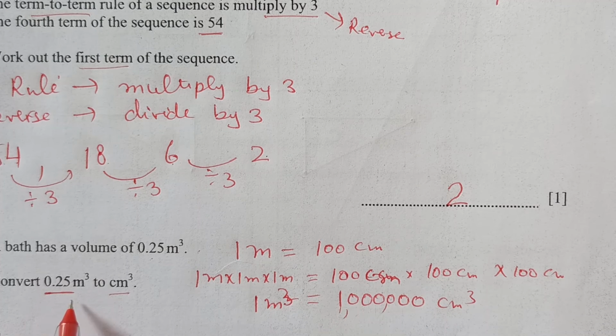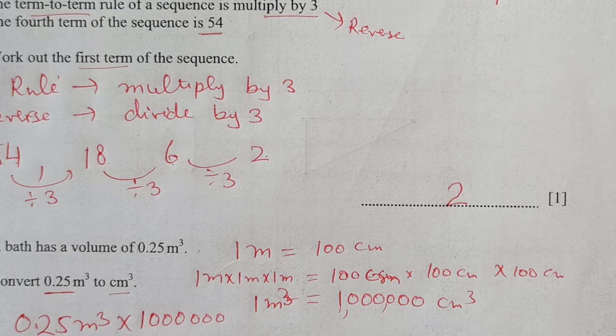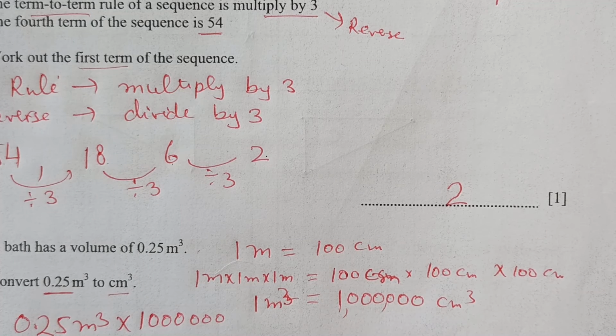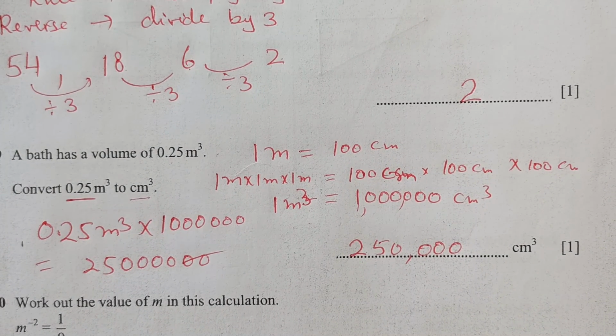So I'm going to multiply this 0.25 meter cubed by 1 million, that is 6 zeros: 1, 2, 3, 4, 5, 6. So 25, then 6 zeros, and 2 decimal places is here. So this is 250,000 centimeter cubed. I hope you got it.